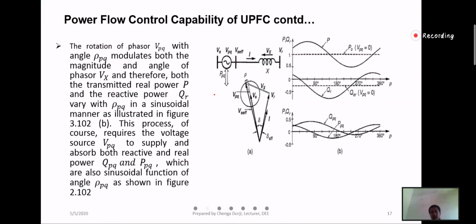Then another one is the rotation of phasor VPQ with angle rho PQ, which modulates both the magnitude and angle of phasor Vx, and therefore both transmitted real power P and reactive power Q vary with rho PQ in a sinusoidal manner. This is the variation of P when VPQ is 0. Then this is your Q, again in a sinusoidal manner, and this is the overall PQ. Okay, so this is what it means.